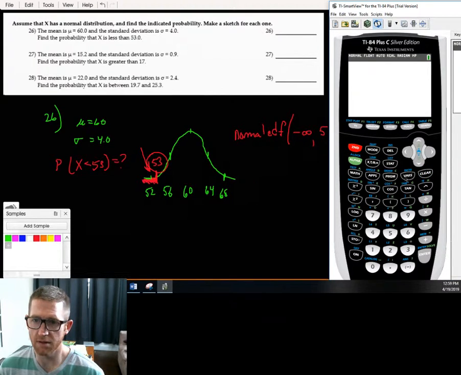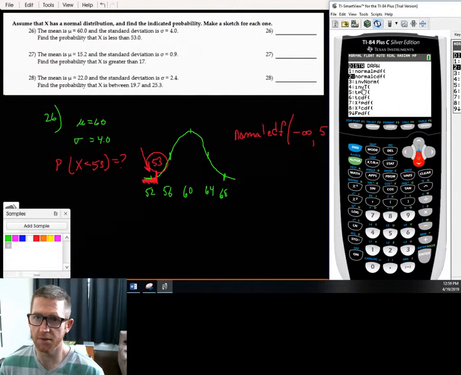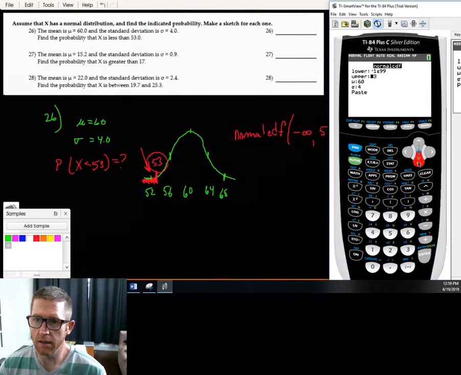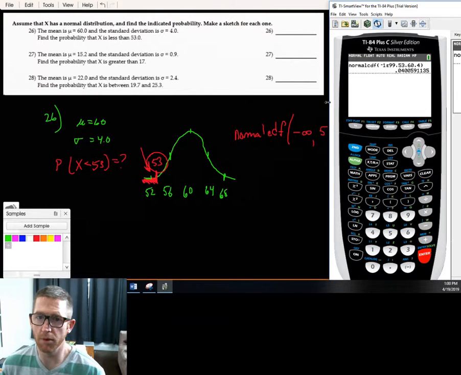The normal CDF function is second vars, which gives you the distribution menu. Normal CDF is number 2. And then we put our lower end. The lower end is already generally in there: negative 1e99, which means negative 1 times 10 to the 99th power. Or we can just type in negative and then put a few 9s in there. The upper bound 53. Mean of 60. Standard deviation of 4. Hit enter.